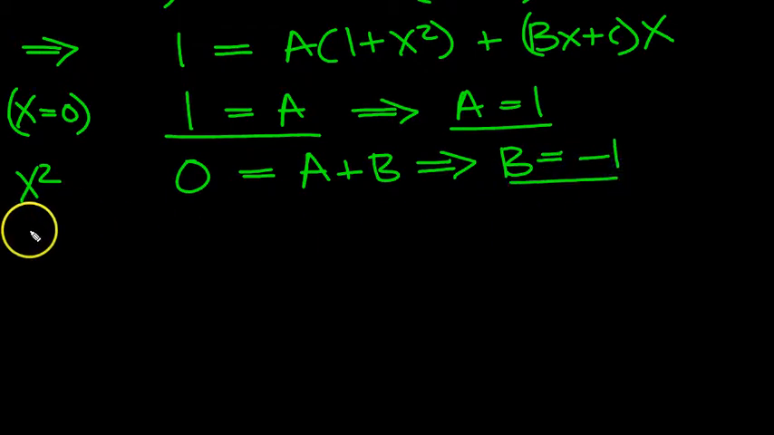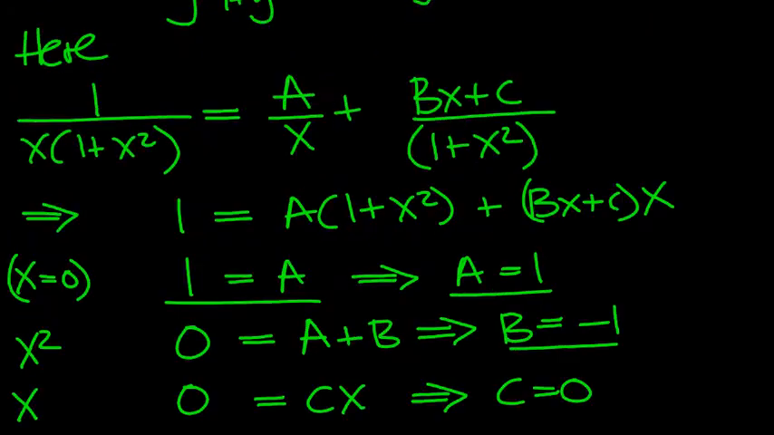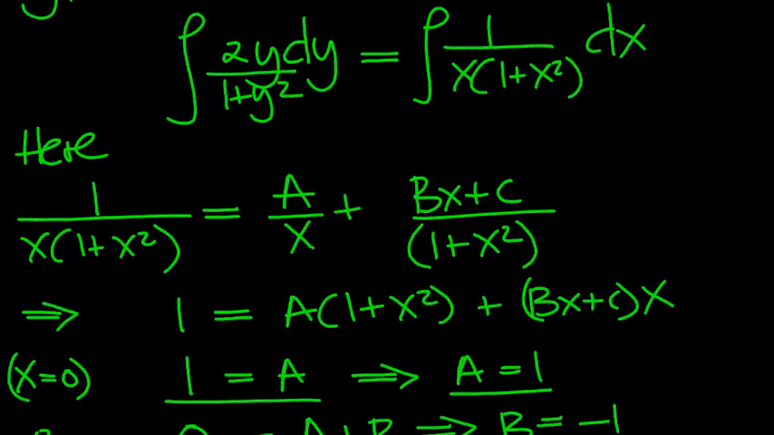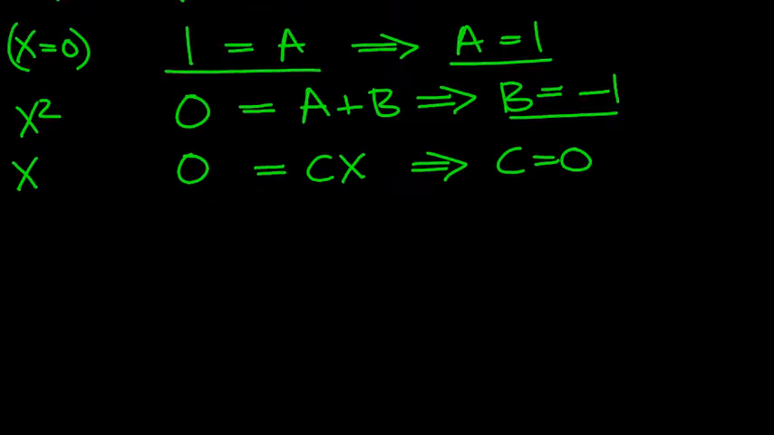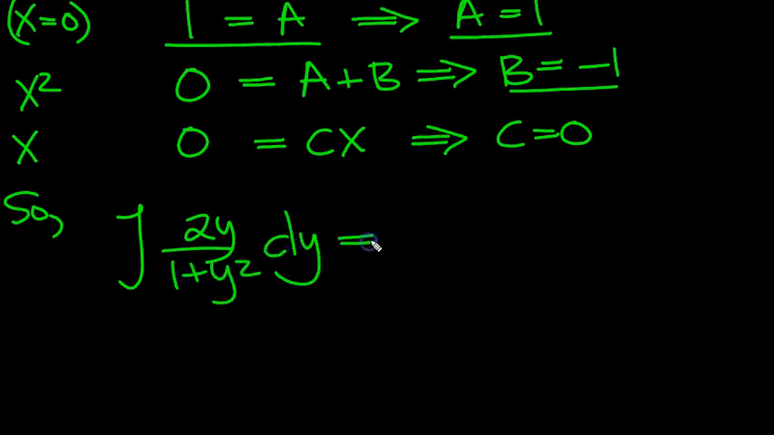And then we'll compare x's on both sides. There's no x's on this side. And then there's just a Cx here. So that tells us that C is 0. Okay, good. So now we need to write down our integral. Remember what it is? Okay, so 2y over 1 plus y squared on the left. The integral of 2y over 1 plus y squared dy is equal to, what was it?